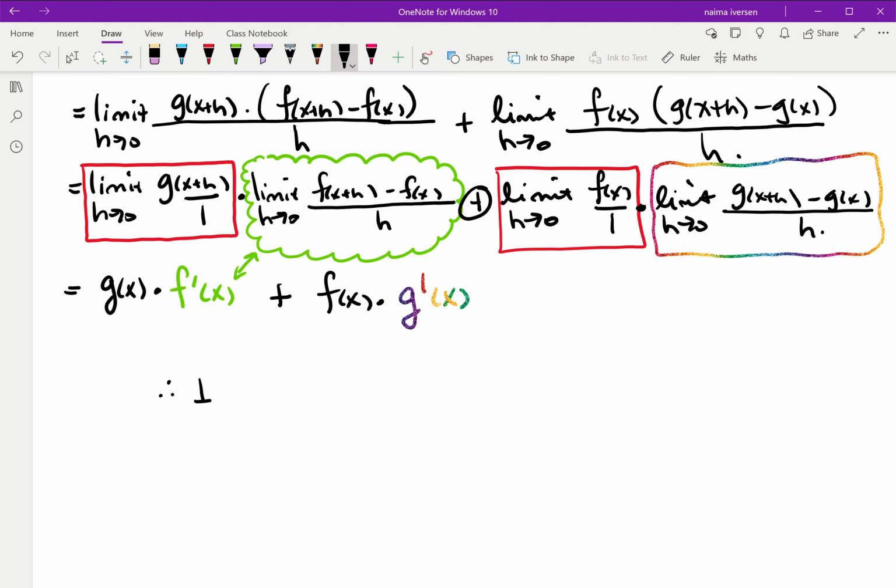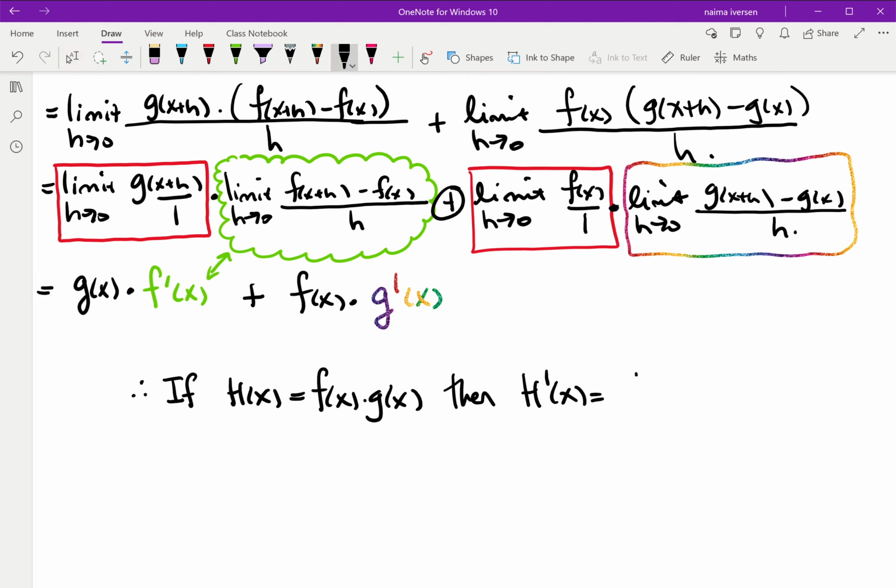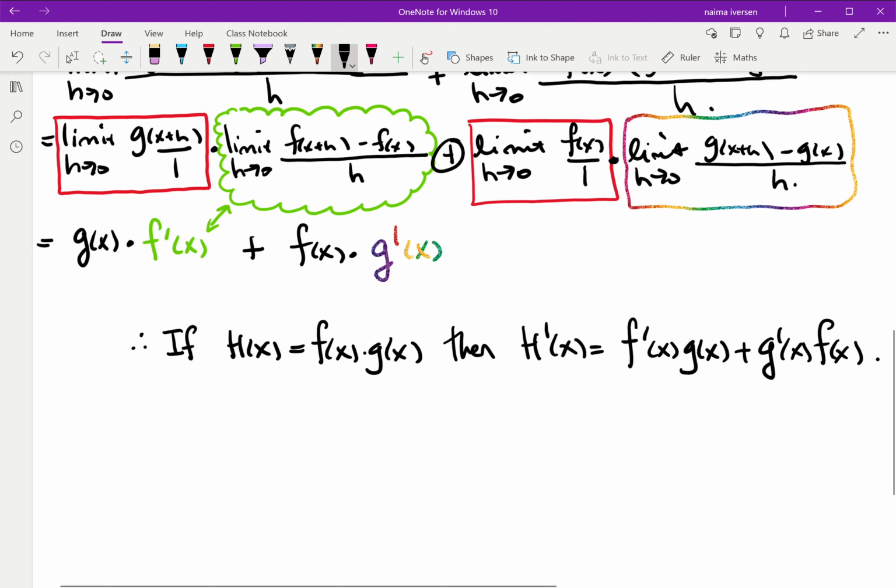It says if you've got the product, or h of x is the product of two functions, so f of x times g of x, then what we've shown is that h prime, when you take the derivative, is, and I'm actually going to write it a little bit differently. I'm going to write it as f prime of x g of x, and then plus g prime of x f of x, and I'll tell you why in a second. It's how I remember it.